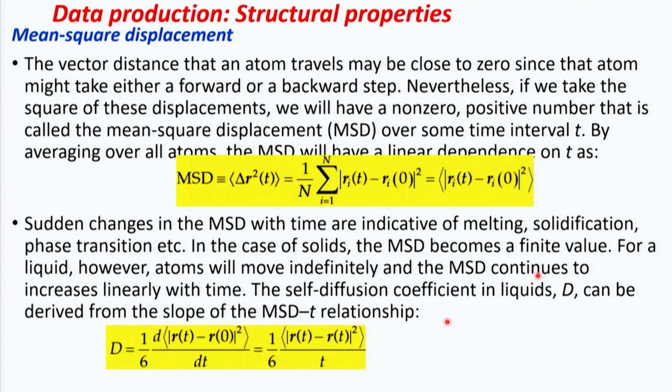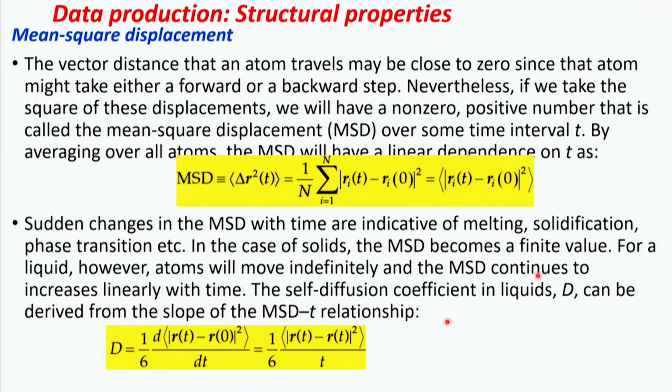So, the vector distance that an atom travels may be close to 0. Let's say it is going left, right, up and down, but at the same time interval, if you take the average of it, it may become 0. That means it will say that on an average basis it is not moving. But in molecular dynamics, all the atoms are moving. Okay. So for that, essentially what we can do is make all the displacements, all these changes in position, positive, and for that we take the modulus.